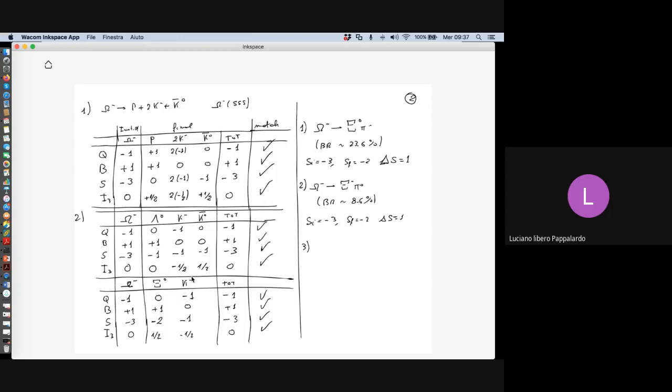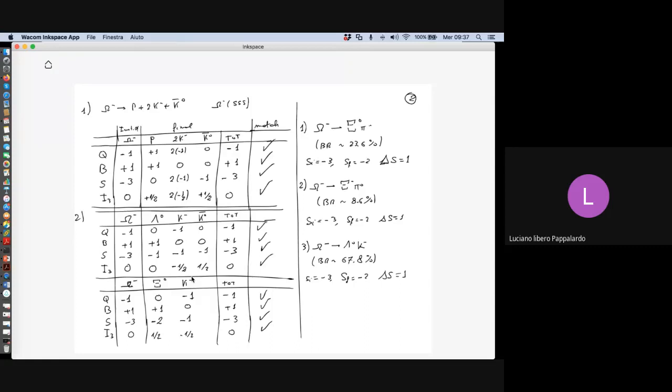And the third, most likely decay for the omega minus is into a lambda 0 K minus with a branching ratio of 67.8%. And again, strangeness in the initial state is -3. Strangeness in the final state is -2. And again, we have a delta S equal to 1. Okay. So these are the three most probable decays of the omega. Of course, they are all regulated by the weak interactions.